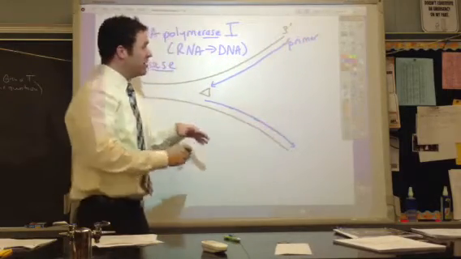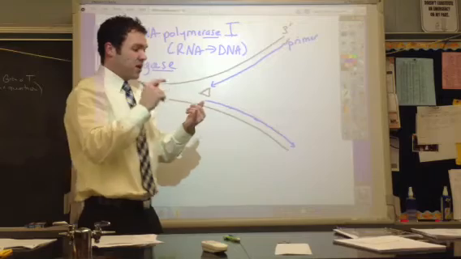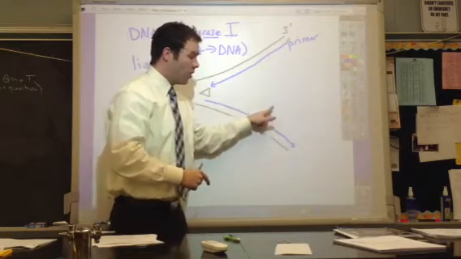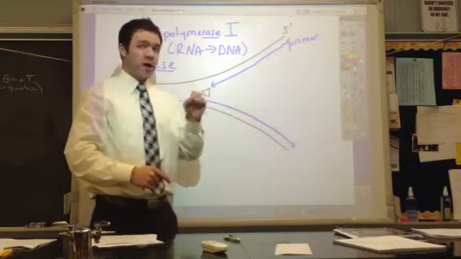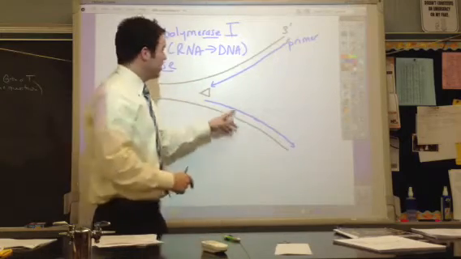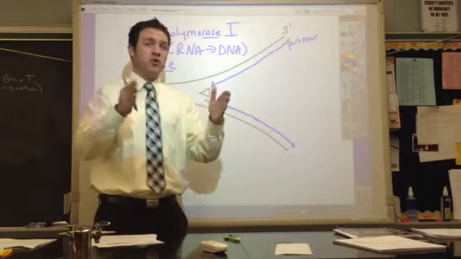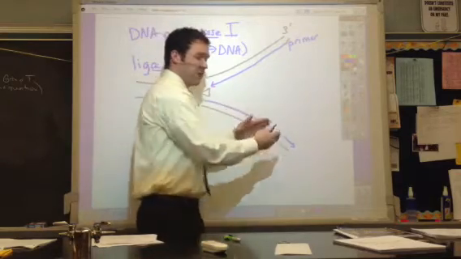Whereas on the lagging strand, it was just a repeating of the DNA polymerase 1 getting rid of all the primers that the RNA primase laid down, and then the ligase acting as the glue that puts all of the Okazaki fragments together.